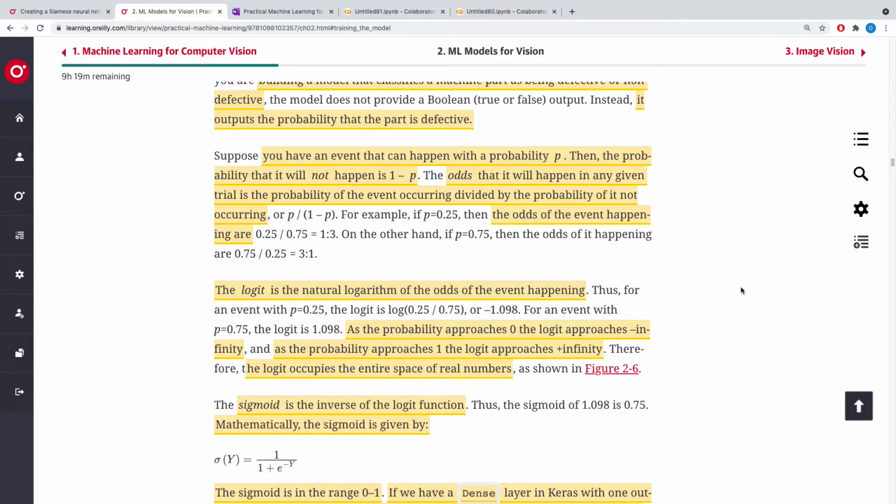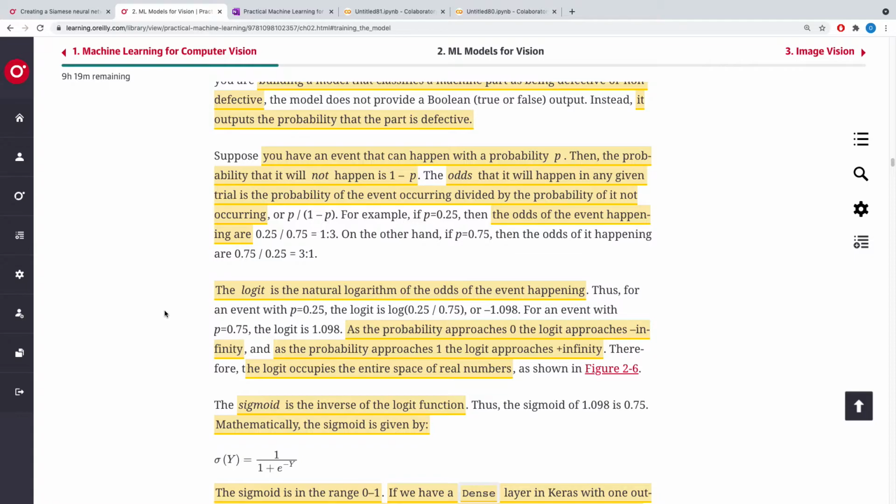Now there's a concept called the odds, and the odds is defined mathematically by this equation, which is p over 1 minus p. What that says is that the odds that it will happen in any given trial is the probability of the event occurring divided by the probability of it not occurring. So if p is equal to 0.25, then the odds will be 0.25 divided by 0.75, and that is just a ratio of 1 to 3.